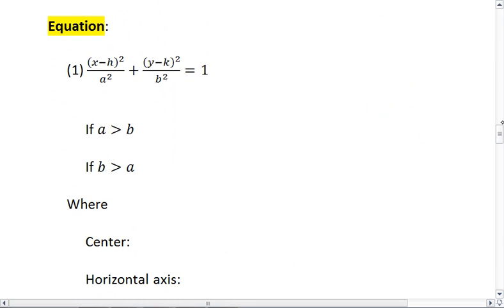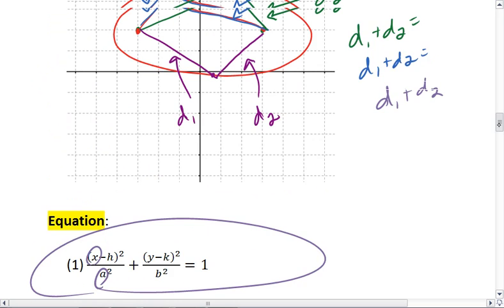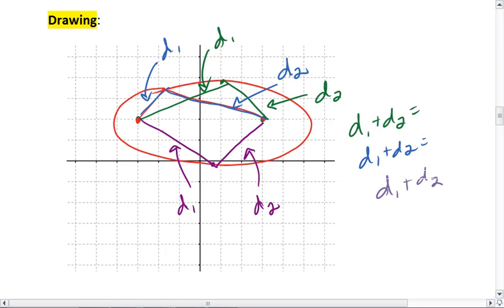Here's the equation for an ellipse. We get (x minus h) squared in the numerator over a squared. That's our first fraction, plus (y minus k) squared in the numerator, all over b squared, equal to 1. If a ends up being greater than b, what this means is that we want to pay close attention to the fact that a is underneath our x term. So if a is greater than b, this means that our ellipse is longer horizontally.